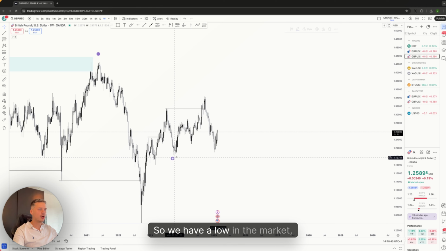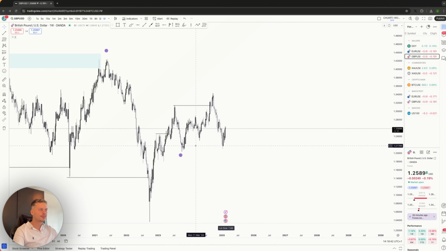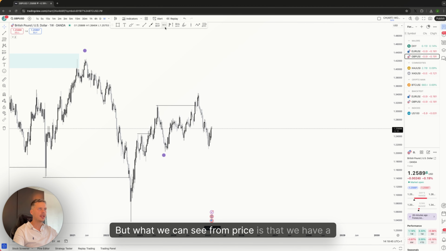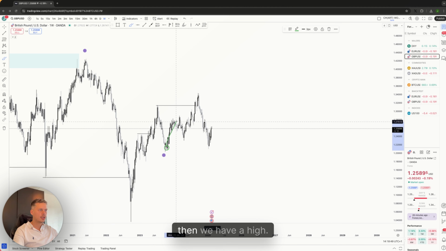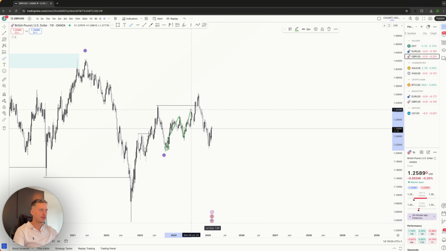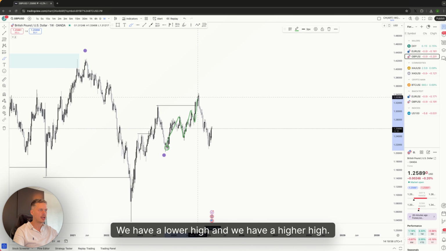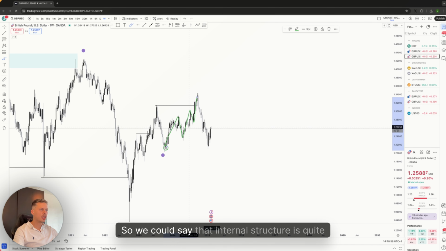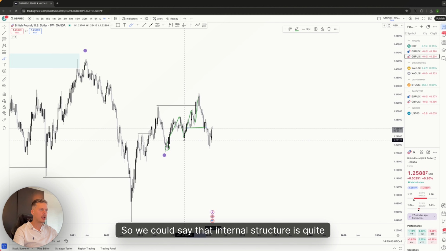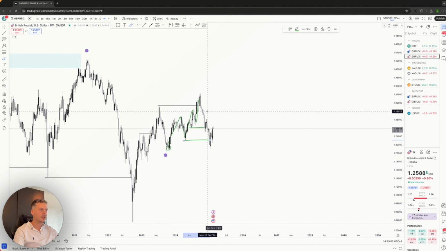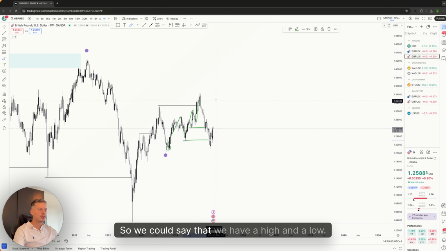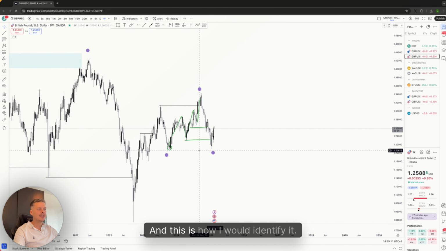So we have a low in the market and we have a high in the market. But what we can see from price is that we have a low, then we have a high, we have a lower high, we have a higher high, we have a lower high, and we have a higher high. So we could say that internal structure is quite bearish for some time already. So we could say that we have a high and a low.